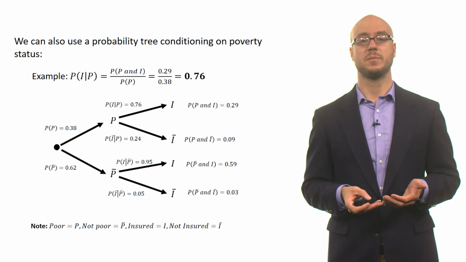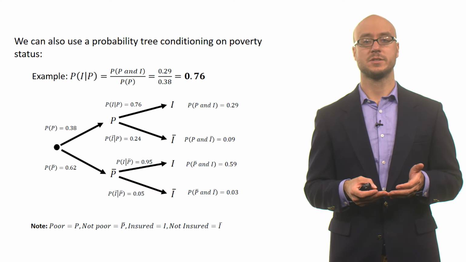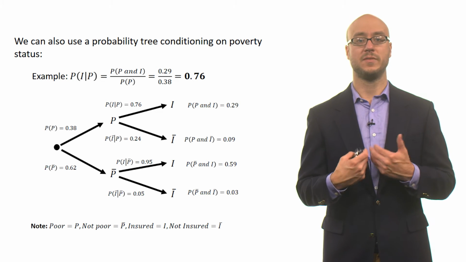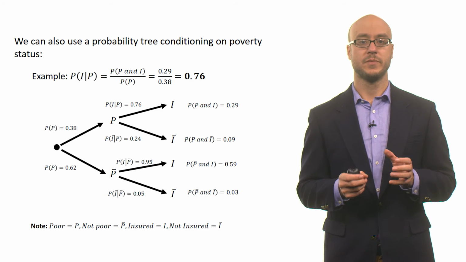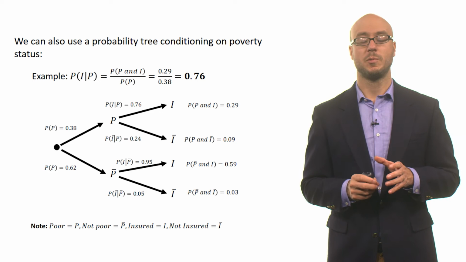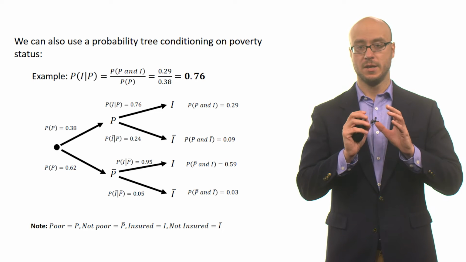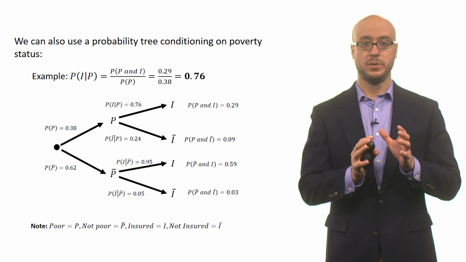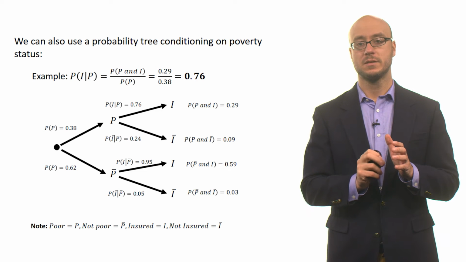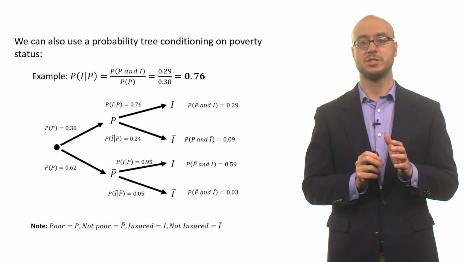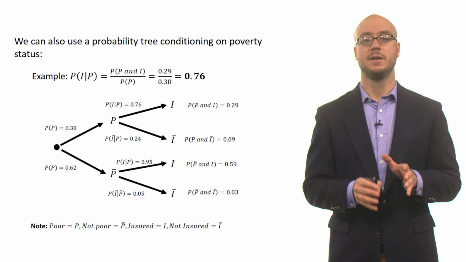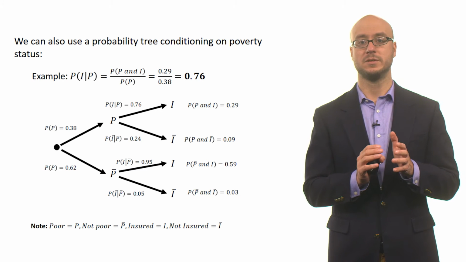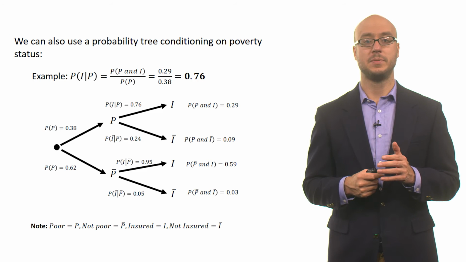So again, we're trying to find the probability of having health insurance given a person is poor, the probability of I given P. When we write a probability tree, the first thing we want to do is say, what are we conditioning on? Because the first event that you write out, those first 2 branches, is going to be whatever you're conditioning on. So in this case, since we're conditioning on P, that first event will entail P and not P.